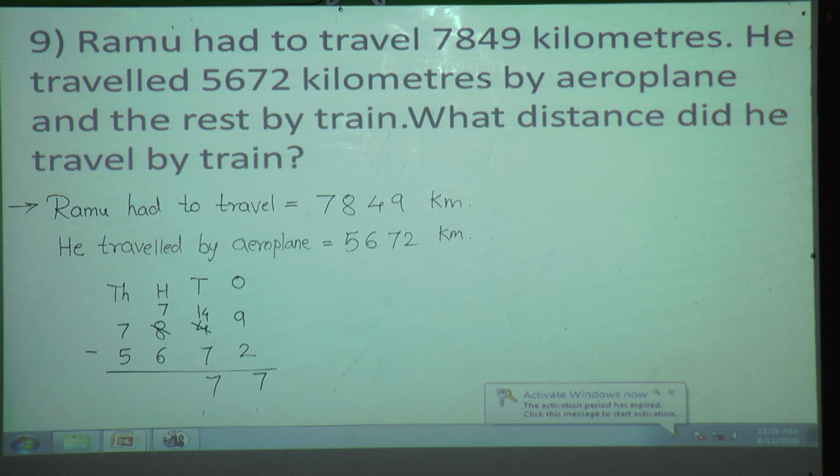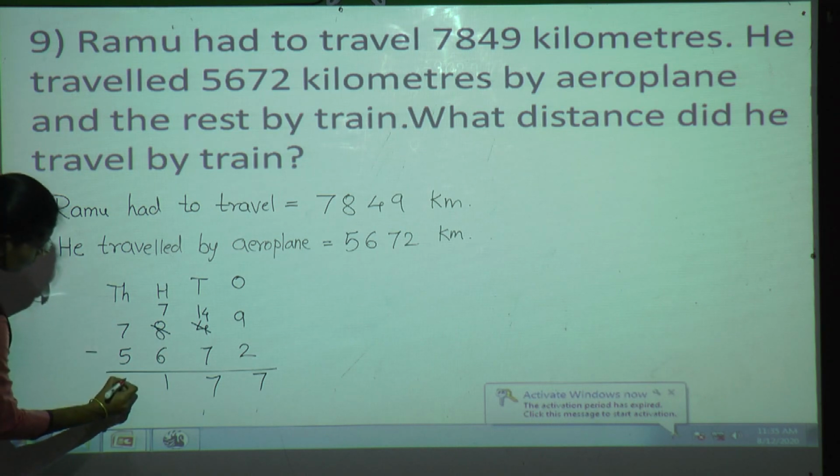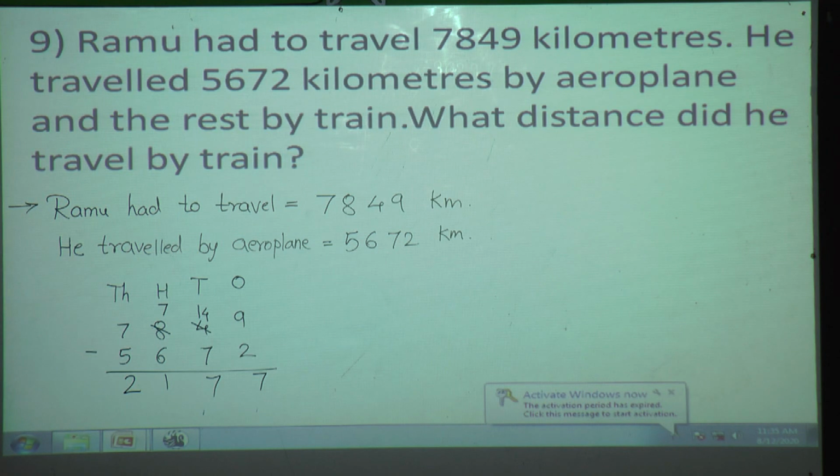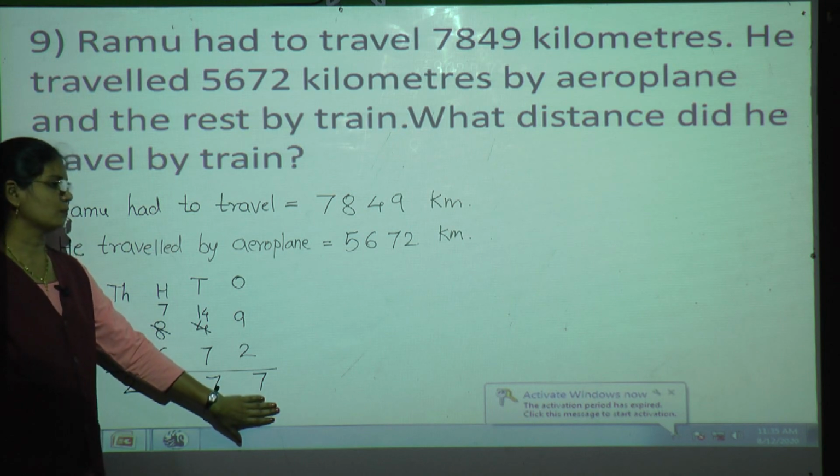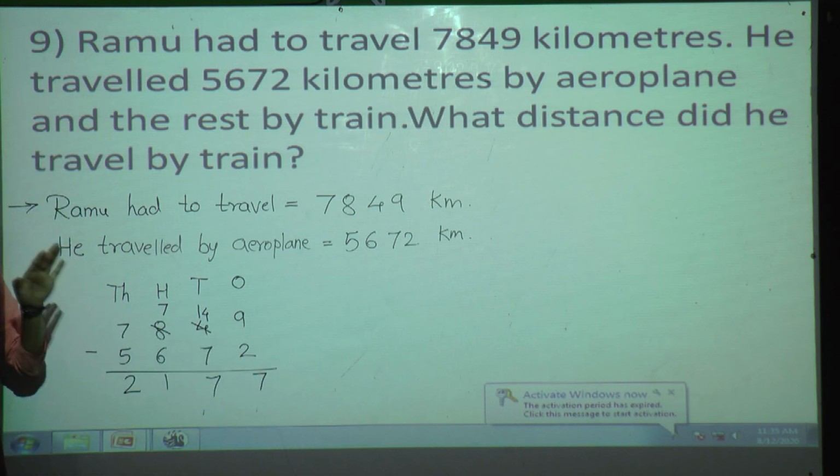Go to the hundreds place now. Here 7 is there, here 6 is there. Very easy. 7 minus 6 is equal to 1. So write 1 at hundreds place. Okay, then what is remaining? Thousands place is remaining. Here 7 is there, here 5 is there. 7 minus 5, what? 2. So write 2 at thousands place. So what is the answer? The answer is 2177. Then this answer we have to write in the sentence.